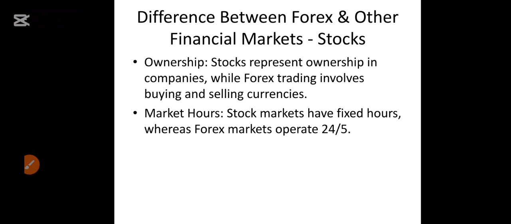We're going to be looking at differences between forex and other financial markets, like stocks. Ownership: stocks represent ownership in companies, while forex trading involves buying and selling of currencies. So you can see people buying shares and all of that. That has to do with stocks and ownership in companies. Those have ownership, but in forex trading you don't have ownership. It only involves buying and selling of currencies.